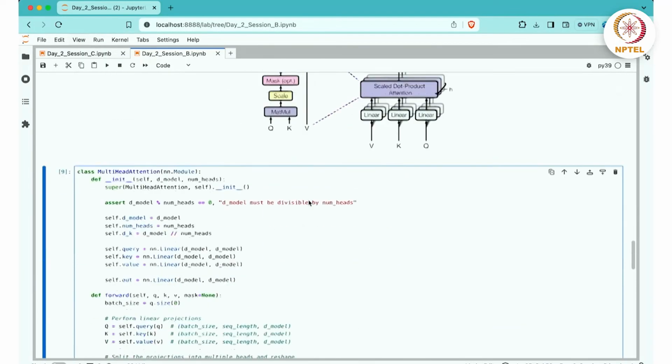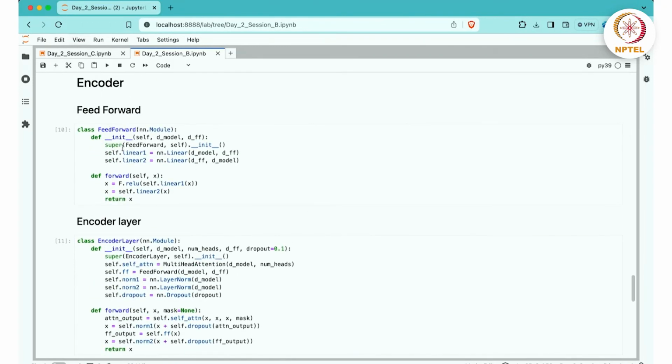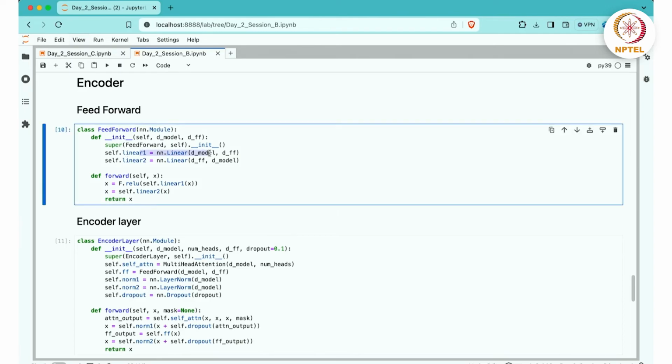So to implement the rest of these parts, the feed forward block, as I talked about, is just two linear layers. So you have a linear layer, you get the output of that linear layer, pass it through ReLU, and then pass it to another linear layer, and that becomes the output of that block.